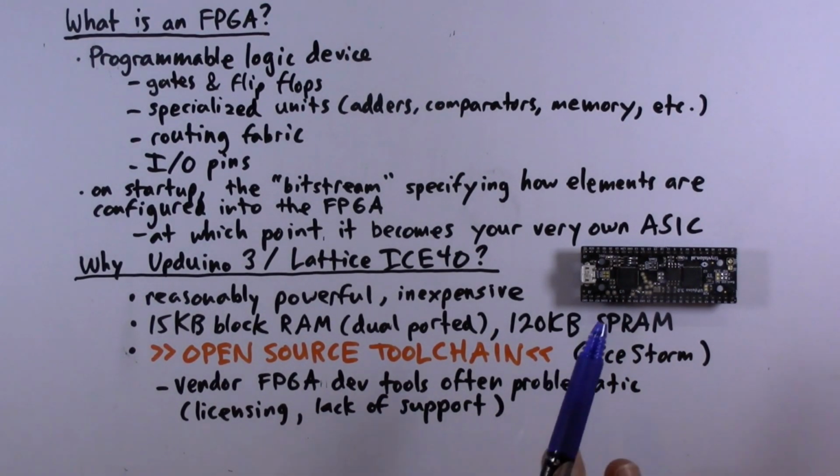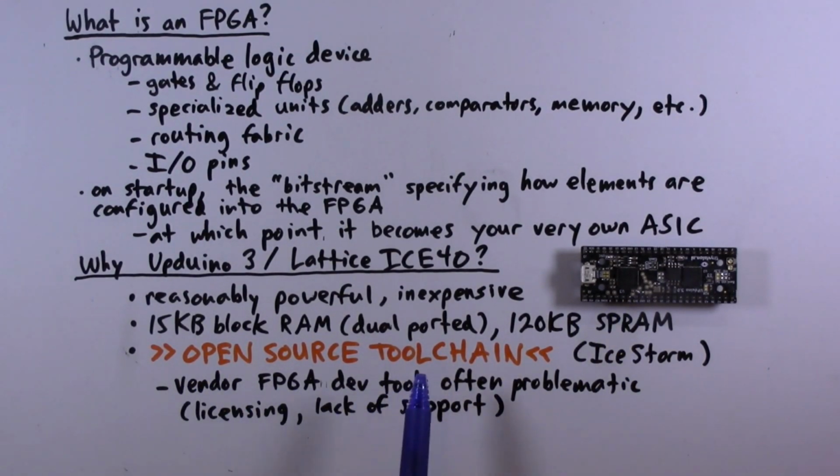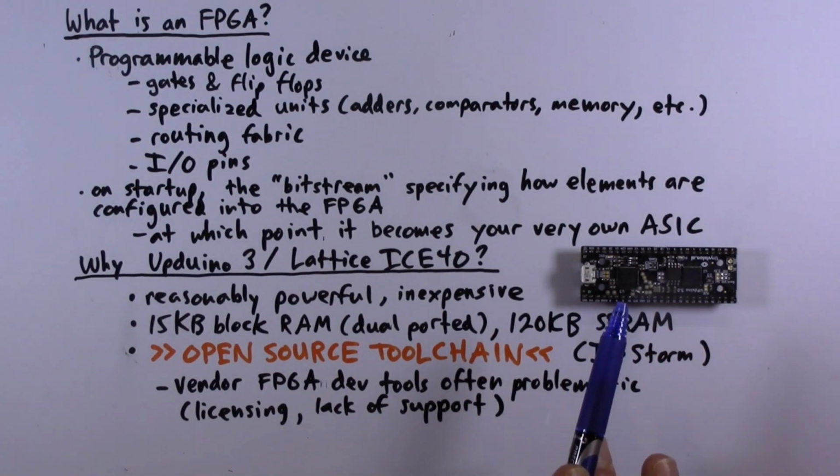The most amazing thing about these Lattice ICE40 FPGAs is that there is an open source toolchain that allows you to develop for them. Essentially, you write your logic description in a hardware description language, specifically Verilog, and the IceStorm toolchain converts the Verilog description into the FPGA-specific binary bit stream that configures the internal hardware on the FPGA.